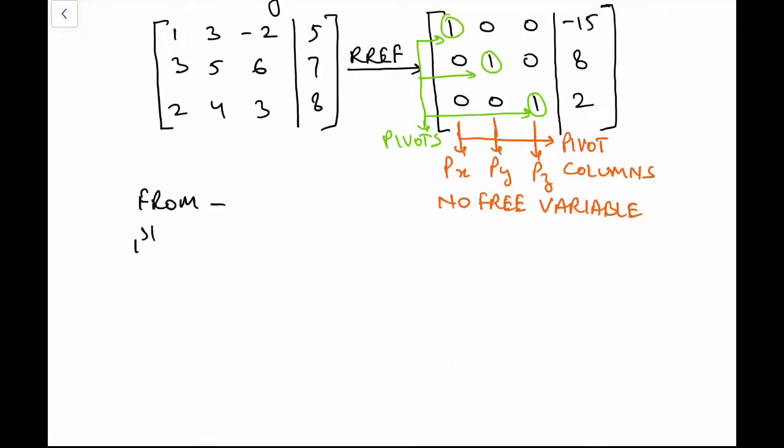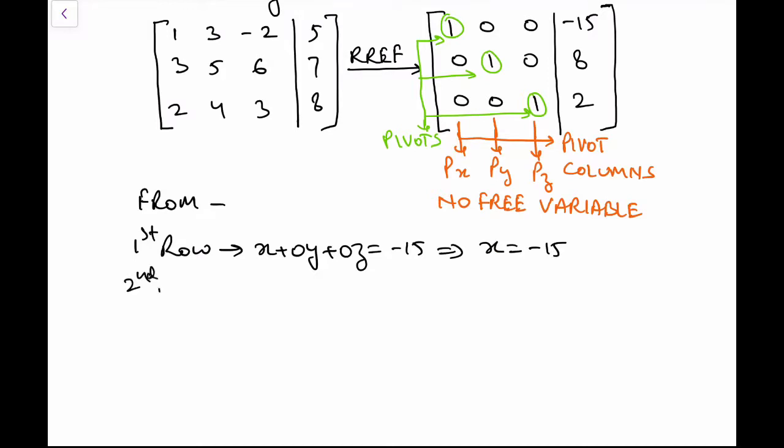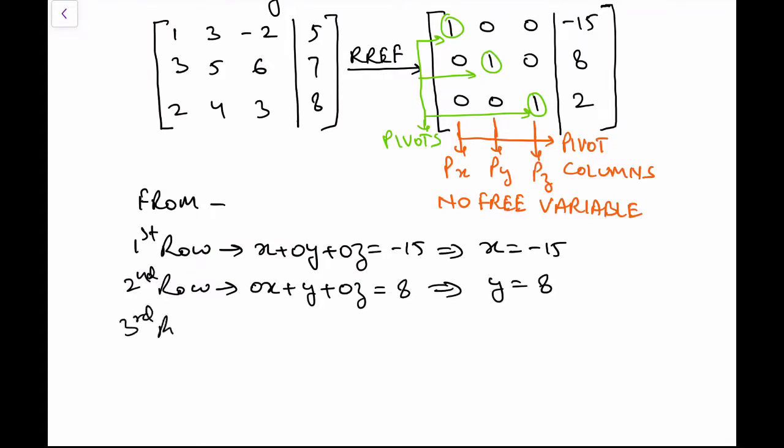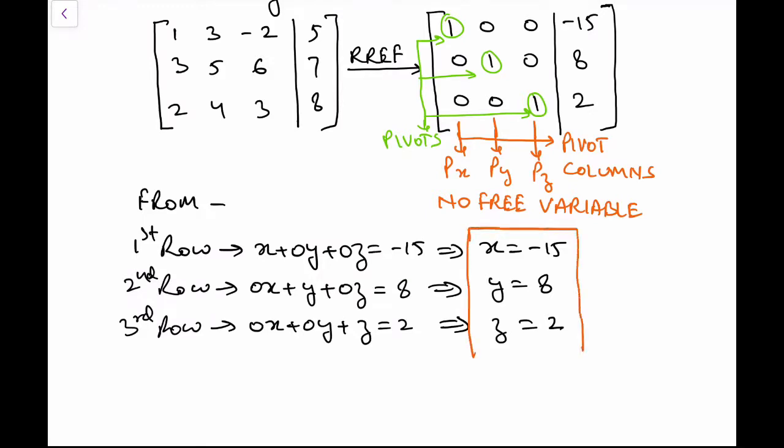Now from the first row we will get x plus 0y plus 0z is equal to minus 15, that is x is equal to minus 15. From the second row we will get 0x plus y plus 0z is equal to 8, that is y is equal to 8, and the third row will give us 0x plus 0y plus z is equal to 2, that is z is equal to 2. So we can see here that these are non-trivial solutions with no free variable.